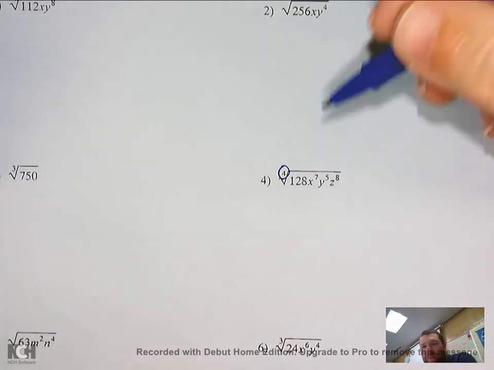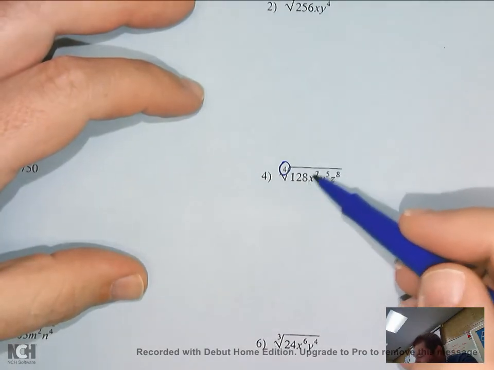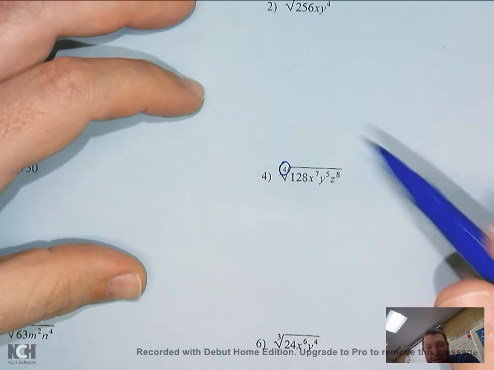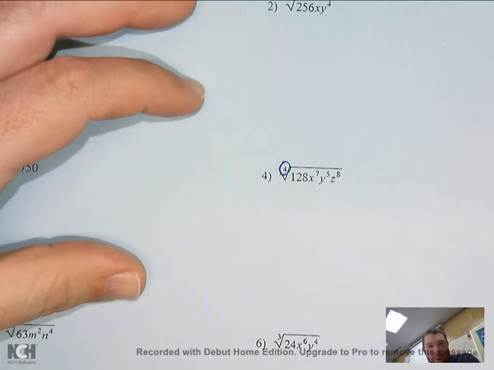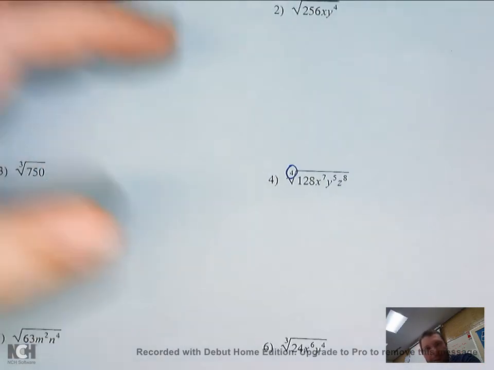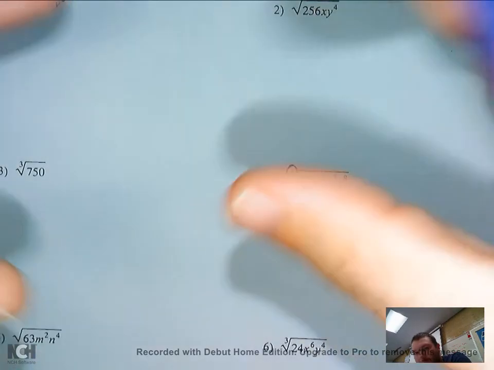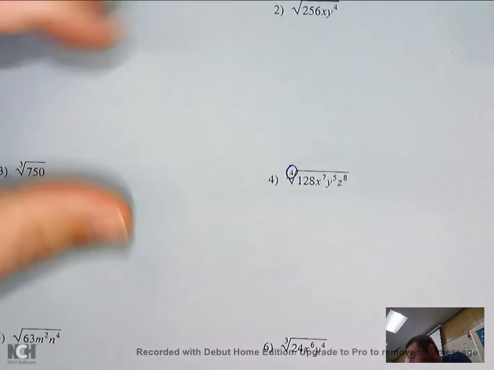So with the variables, it's pretty easy, right? Basically, for every four x's, you take out one x, and anything that is not in a group of four will stay under there. So x to the seventh, that's like x to the fourth times x cubed, right? It's just the two different things, or times three, I should say. So I can take out one of those.